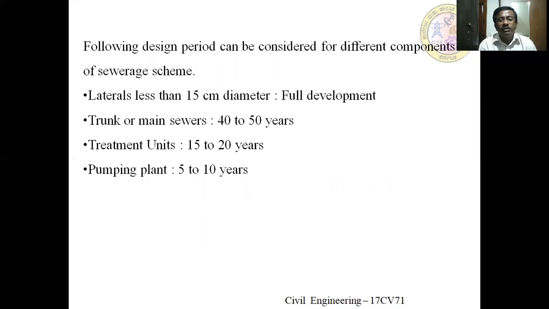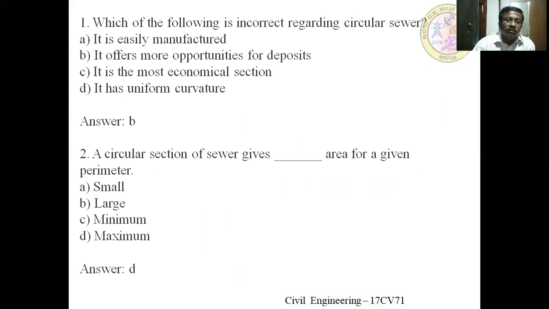The following design periods can be considered for different components of the sewerage scheme: laterals less than 15 centimeter diameter, full development; trunk and main sewers, 40 to 50 years; treatment units, 15 to 20 years; pumping plants, 5 to 10 years. These depend upon the type of materials used, investment, and so on.